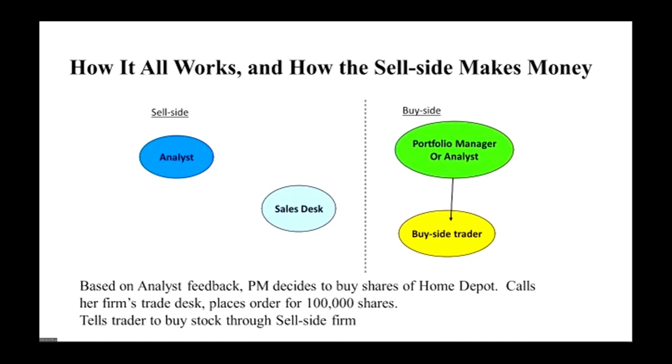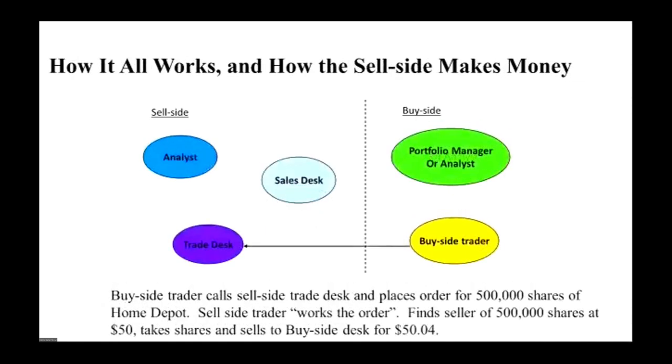It is not trial and error. It is not robots. This is how it works. Now, go to the next screen. Then the buy side calls the sell side traders and places the order. You see, it now places the order. Then they find a seller of 500,000 shares at $50. Then the buy side takes the shares for 50.04. So you can see what it means. Now, the sell side is now placing a sell.